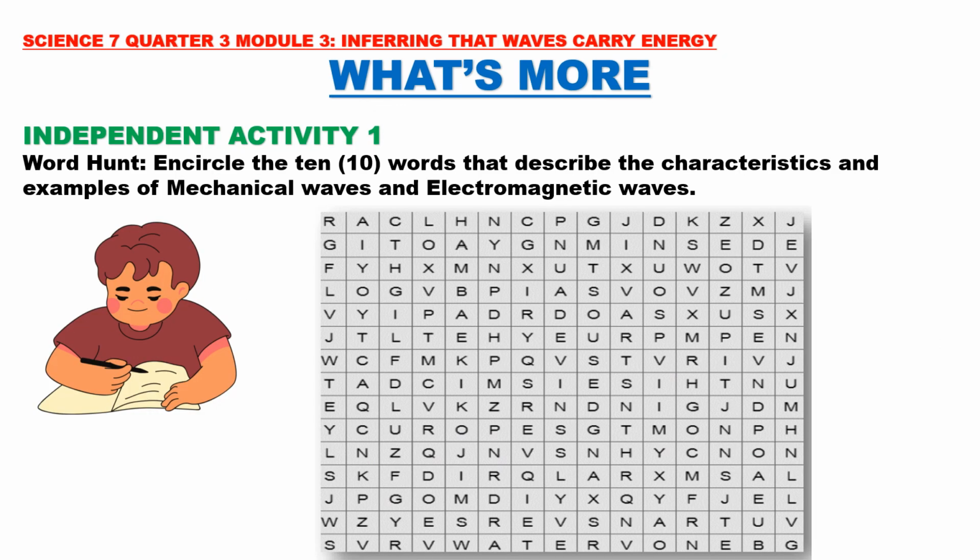So let's go to the different activities. What's more, independent activity 1, word hunt. Encircle the 10 words that describe the characteristics and examples of mechanical waves and electromagnetic waves.